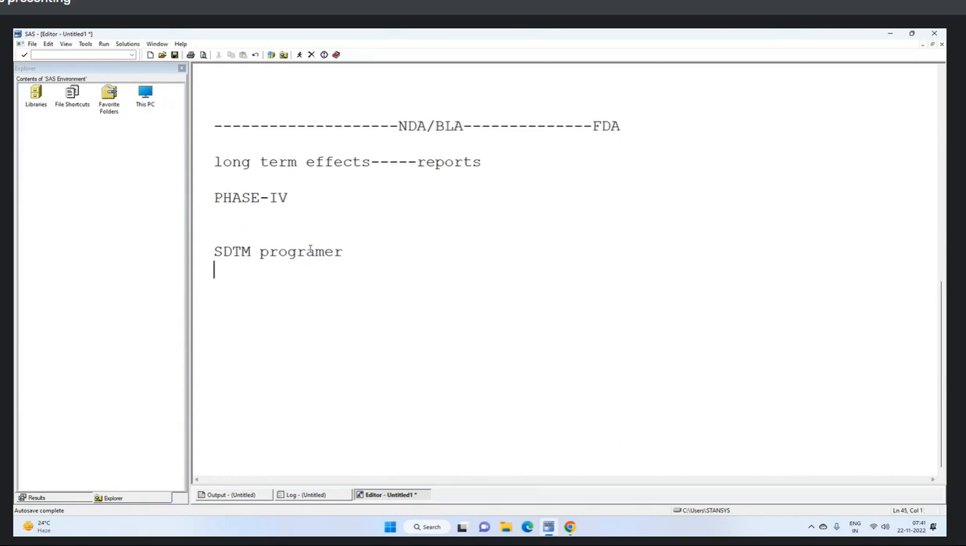Okay, then it's going to be ADaM programmer. So if you learn all the guidelines and do at least one project, you can work as an ADaM programmer. And in some companies, they are going to work only on tables, listings, and figures or graphs. So you can work as a TLF programmer, as a SAS analyst.